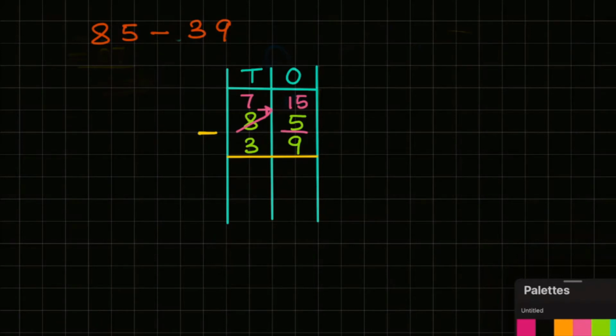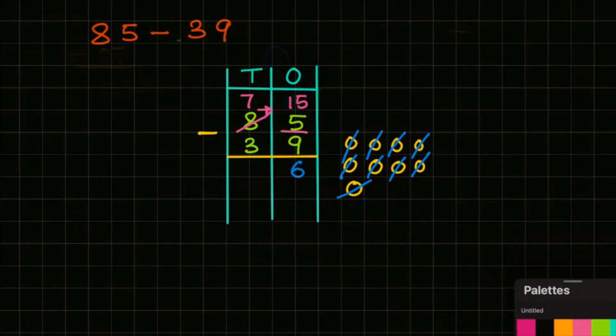Now we are going to draw 9 objects to represent number 9 over here. 4, 5, 6, 7, 8 and 9. And then we are going to count backwards from 15. So let's do that. 14, 13, 12, 11, 10, 9, 8, 7 and 6. So the answer will be 6 over here.